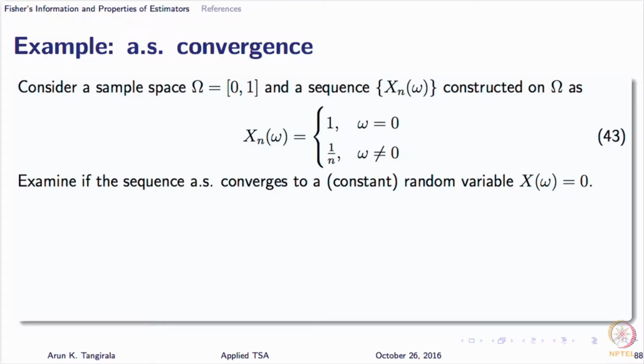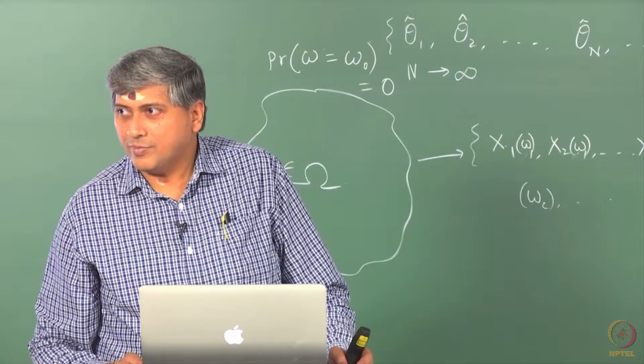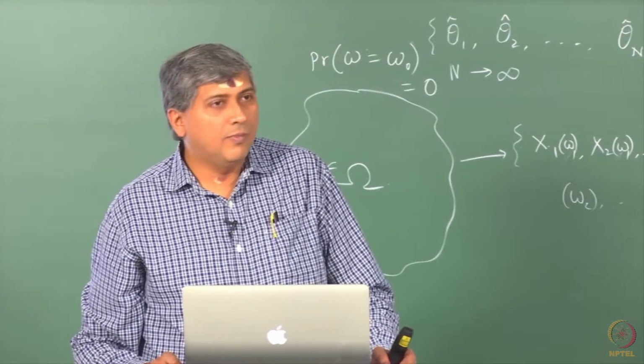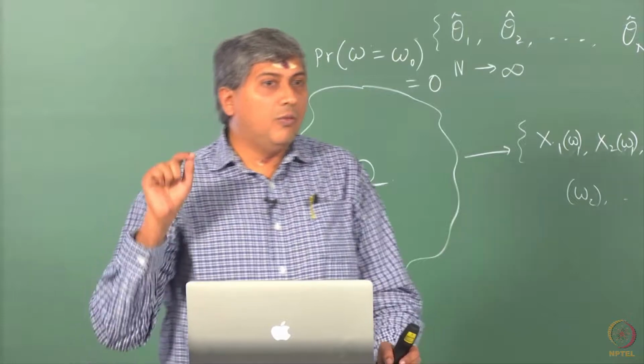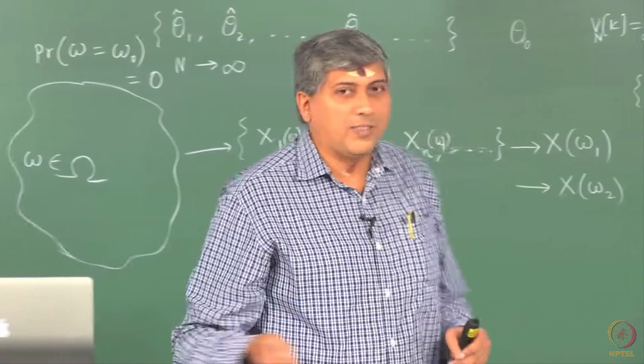Now, the question is if this sequence converges to a constant valued random variable, the constant being 0. So, I can define a random variable that is fixed also, only difference is that variance of it is 0, that is okay. So, what do you think? How do you approach this problem? The first step is to see where all possible sequences converge. So, I start with omega 0, to what value does the sequence converge? 1, very good. For omega not equal to 0, to what value does it converge?